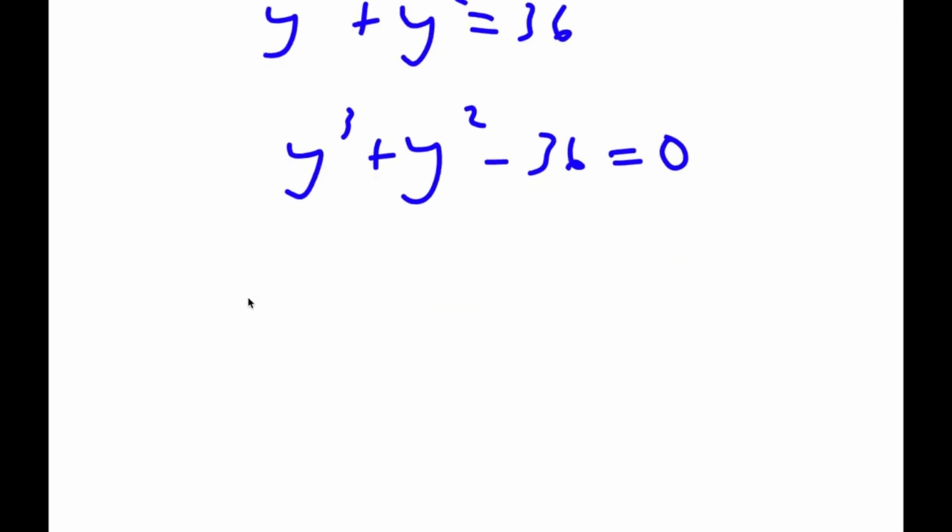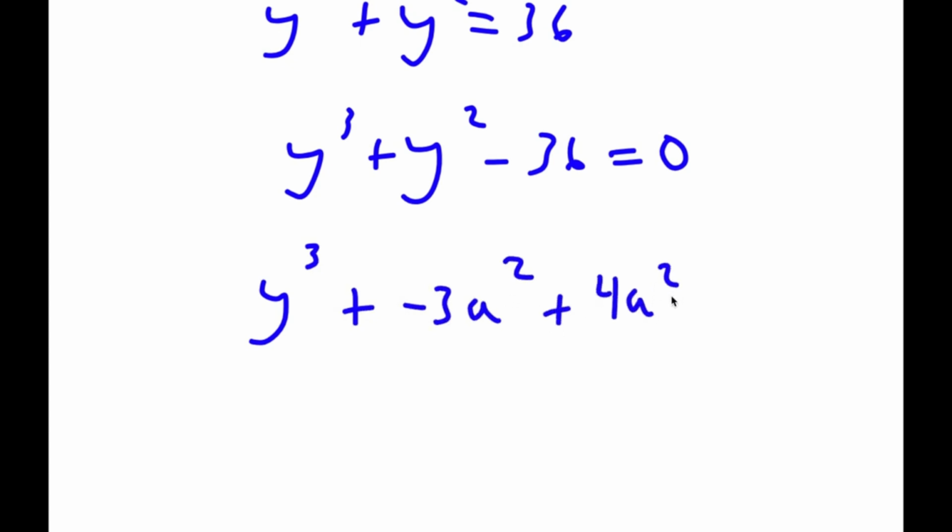So now to solve this, I'm going to write this as y to the power of 3 plus negative 3y squared plus 4y squared minus 36 is equal to 0. So all I did was I simply rewrote y squared as negative 3y squared plus 4y squared.